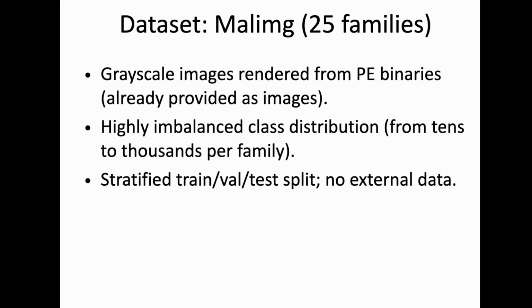Our dataset is Malimg, which comes from Microsoft, and has 25 families. They are grayscale images rendered from PE binaries, so the executables are converted into grayscale. Here we find highly imbalanced class distributions, with anywhere from 10 to 1000 images per family. So there is a lot of imbalance here.